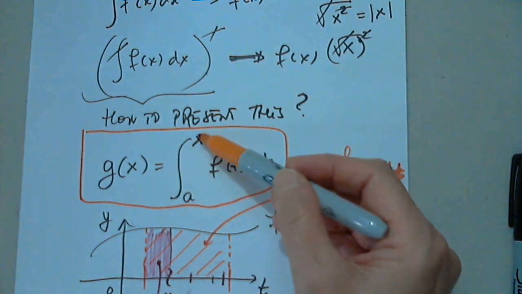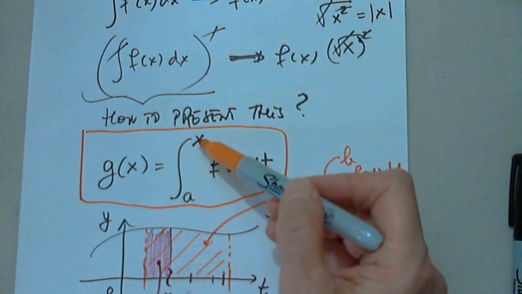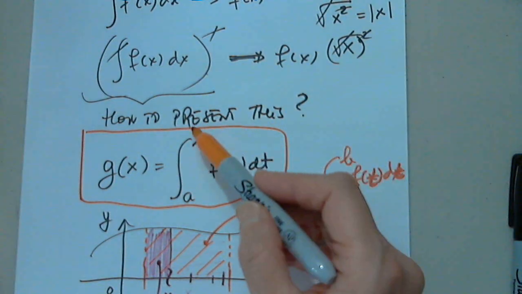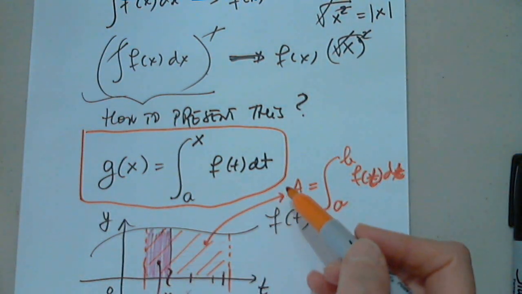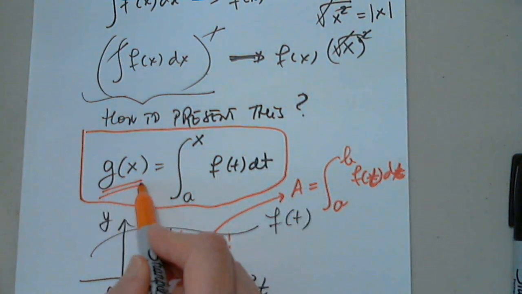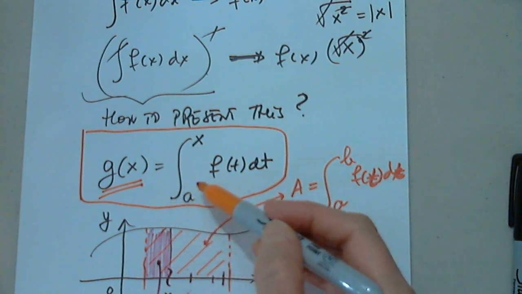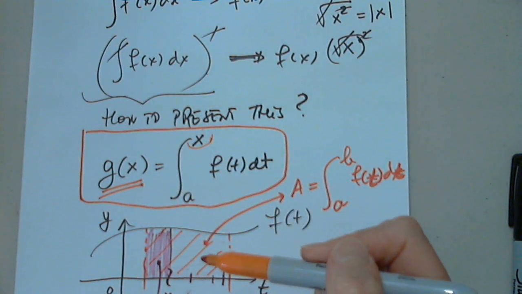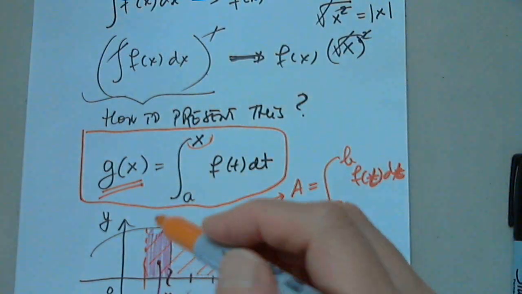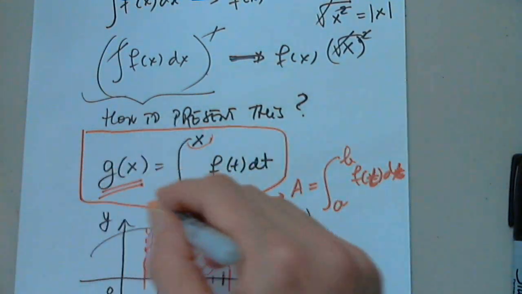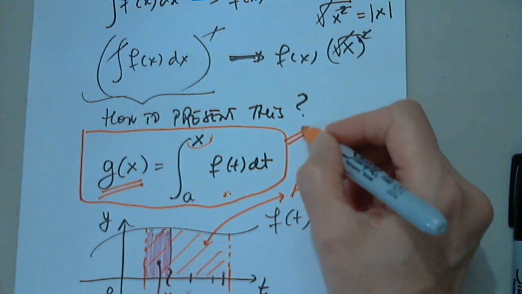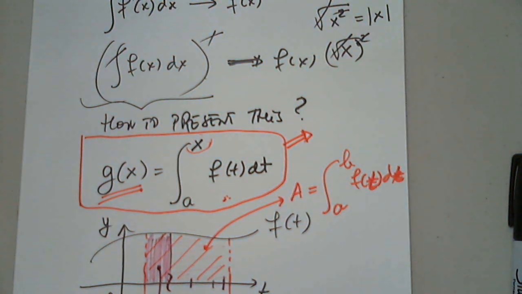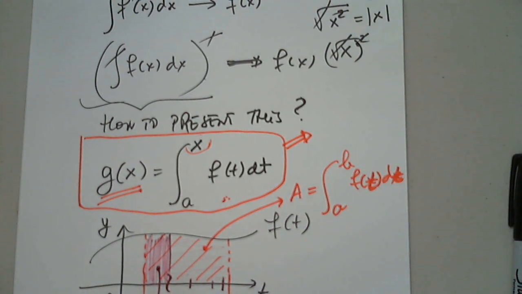Again, if x is a, then this integral is 0. If x is 1, then I'll get a number. If x is 2, I'll get another number. If x is 3, I get another number. So this is a function. This function is g of x, given in the form of an integral, and it depends on x. So how do I use this and the fact that differentiation and integration are inverse operations? Very simple.